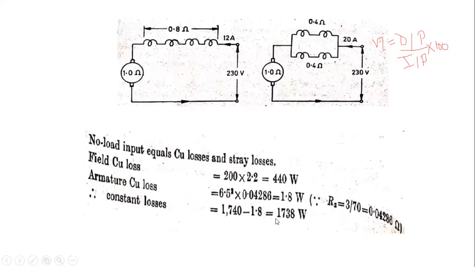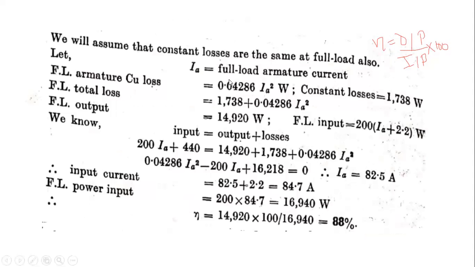Okay, this is the constant losses. Similarly, we calculate the armature copper losses, Ia square Ra. Next we calculate the full load total losses, that is the constant losses plus armature copper losses. Then we calculate the full load output. What is the output value? That is 14920. Then we calculate the input.